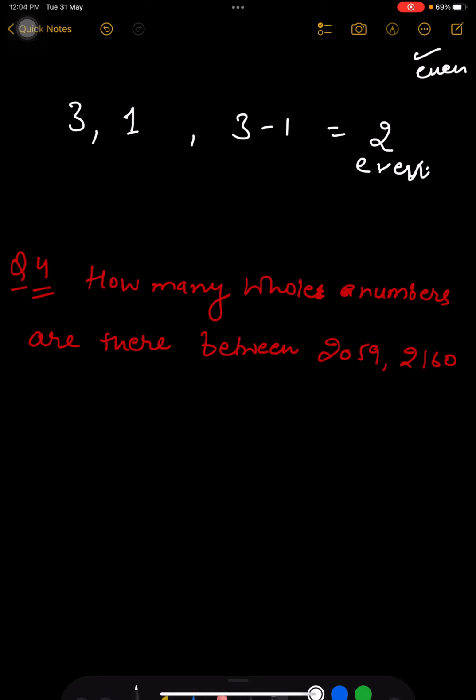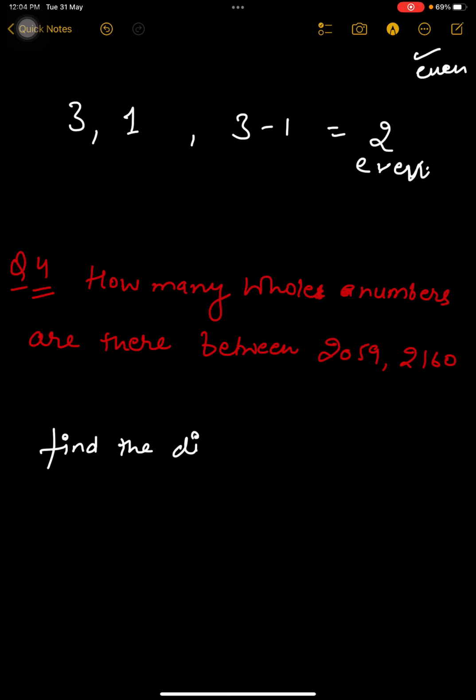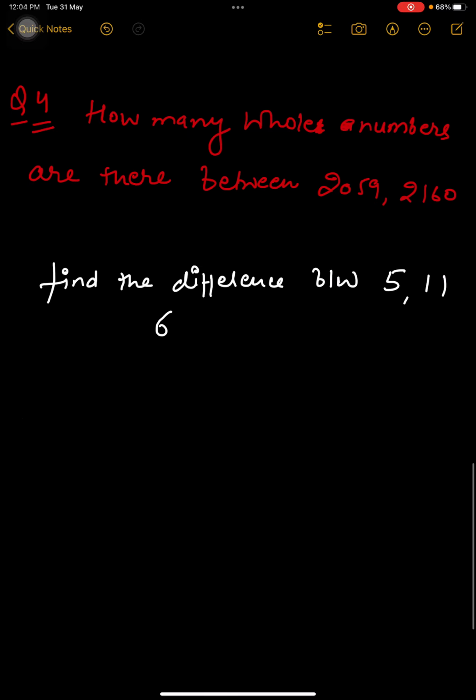Beta, if I ask you to find the difference between 5 and 11, what is the difference between 5 and 11? That is 6, right? Let me draw a number line.